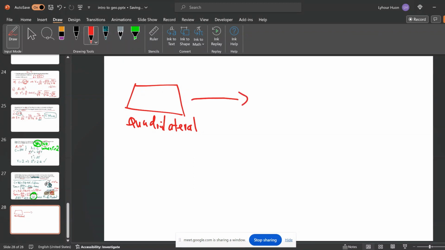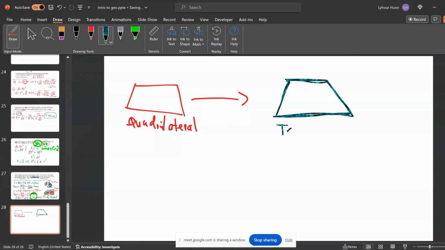When one pair of opposite sides are parallel. So first of all, the word parallel. Parallel means two lines never touch. When two lines never meet, they are parallel. So for example, this is a regular quadrilateral. But in a special case, when there's two opposite sides that are parallel, this is, I forgot what it's called. It's a trapezoid. Yes, so this is a trapezoid.